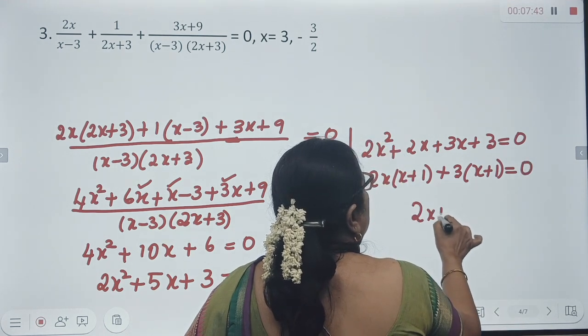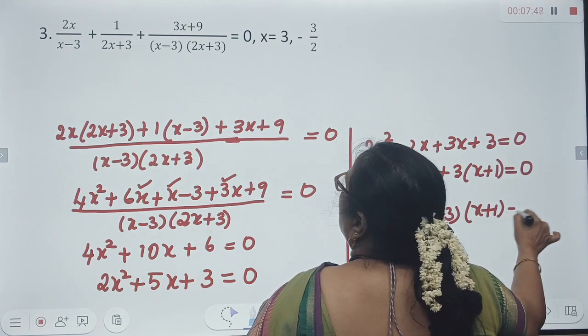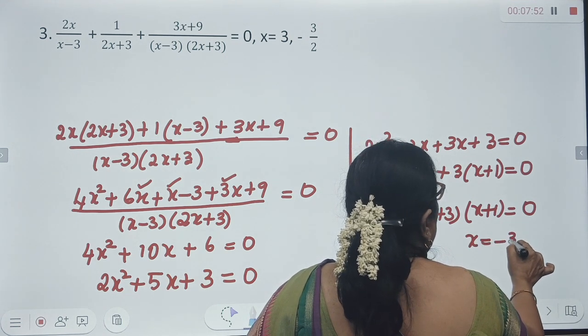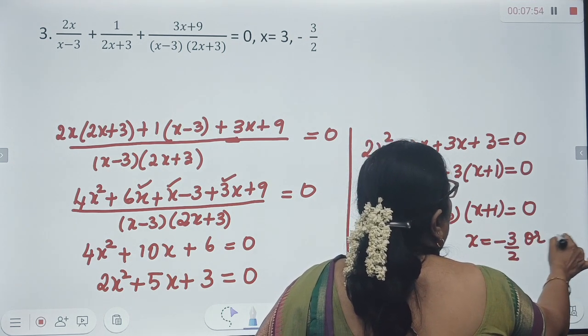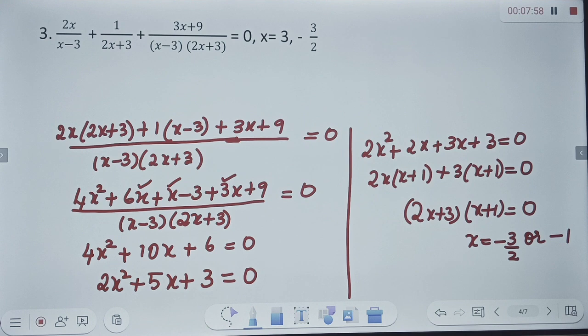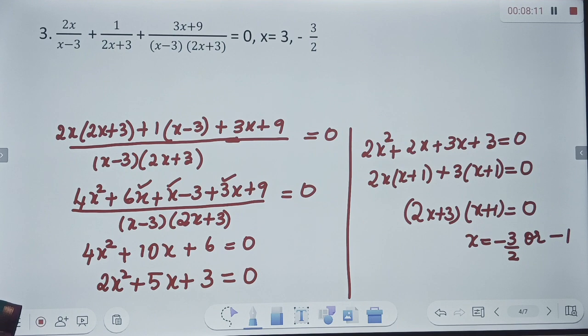So 2x plus 3 into x plus 1 equal to 0, which means x is equal to minus 3 by 2 or minus 1. 2x plus 3 into x plus 1 equal to 0 implies either x is minus 3 by 2 or x equal to minus 1. So I have just simplified the given equation, reduced it to a quadratic and then solved it by splitting the middle term.